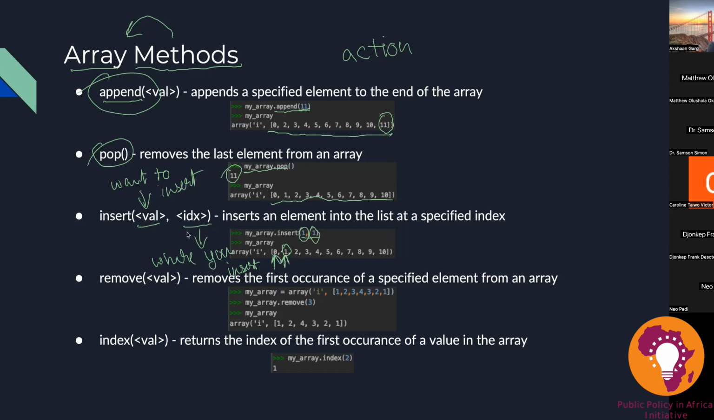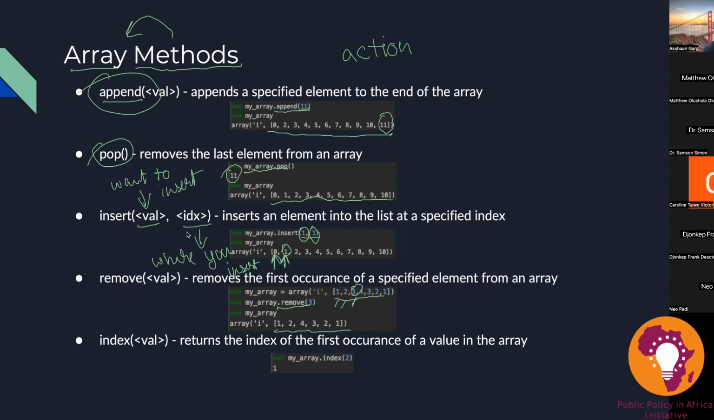Now we have remove. It removes the first occurrence of a specified element from an array, right? They defined an array over here, this array. Then they said remove 3. So what does it do? It removes the first occurrence. So let's see what the first occurrence is. Is this 3? No. Is this 3? No. This is 3. So this 3 gets removed. As we see over here, that 3 is no longer over here.